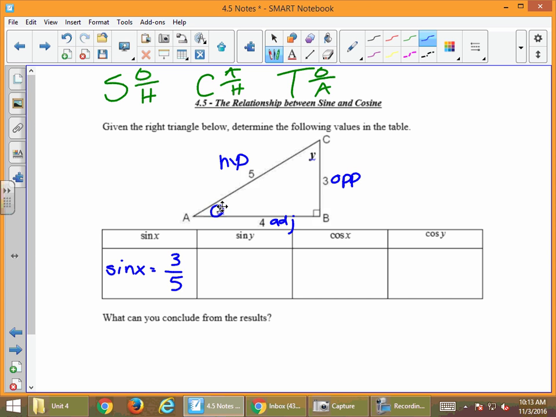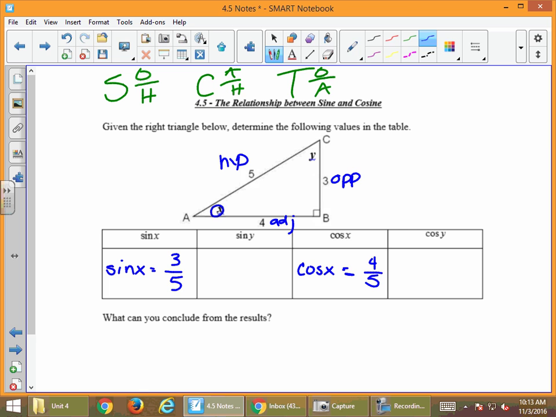We're going to find a cosine of x. Well, if we're trying to set the cosine of an angle, how do we set that up? Cosine is what over what? Yeah, adjacent over hypotenuse. Well, what's our adjacent? 4. What's our hypotenuse again? And does that fraction simplify? Nope.